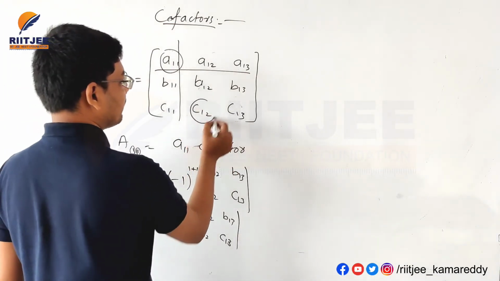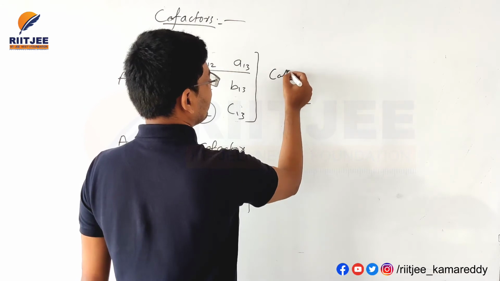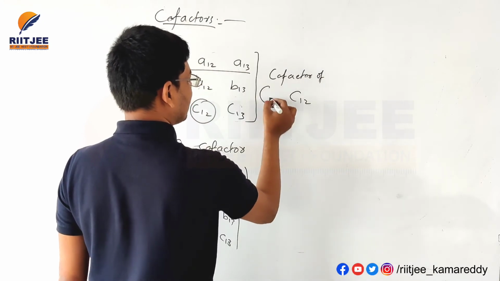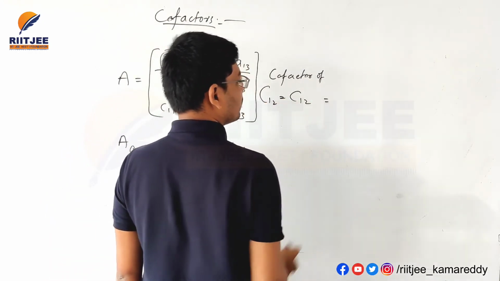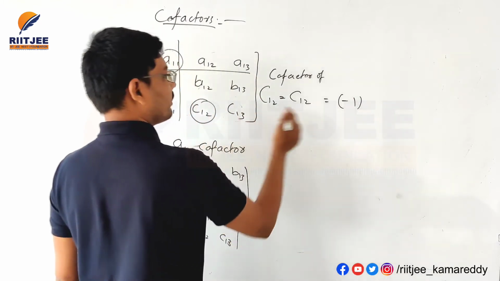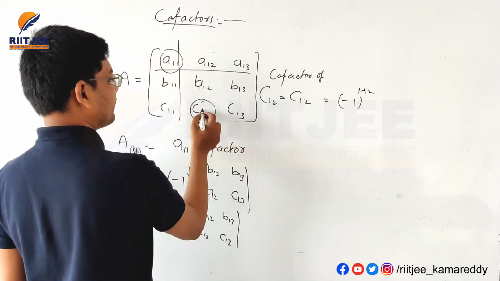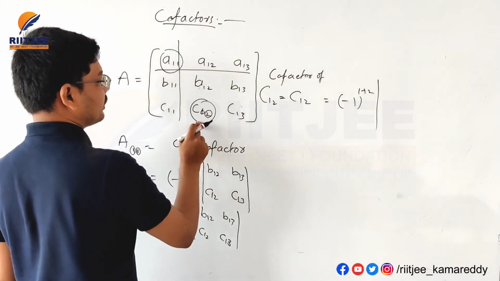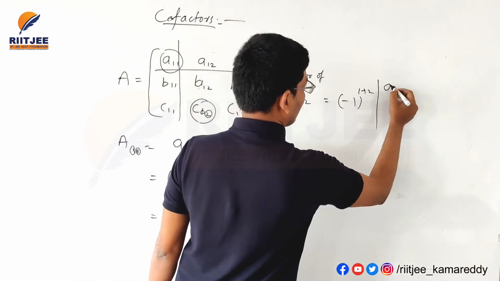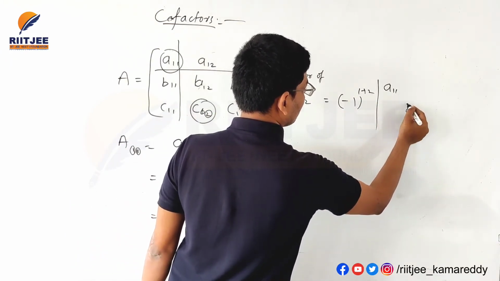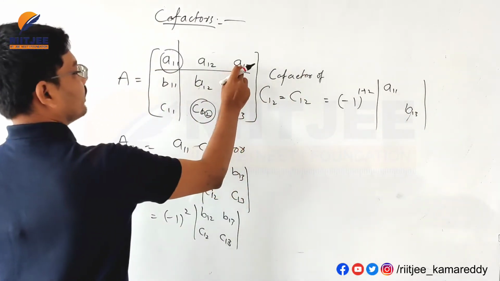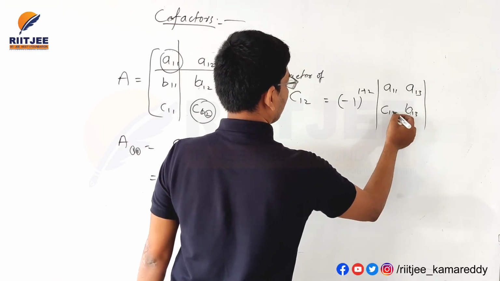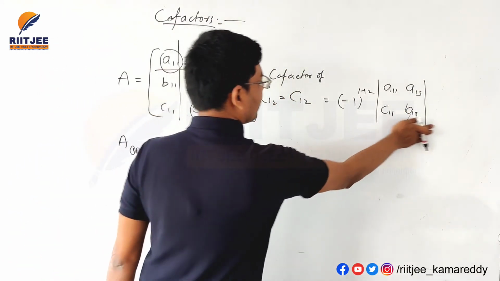I am taking C12 here, the cofactor of C12. It is denoted by capital C12, and that is equal to minus 1 whole to the power of 1 plus 2. The order of the element in the matrix is 1, 2, so 1 plus 2, into eliminate the row and column which has C12 here: A11, B11, A11, B13, B13, and next A13, C11, A13, C11. This is the determinant of the minor matrix.